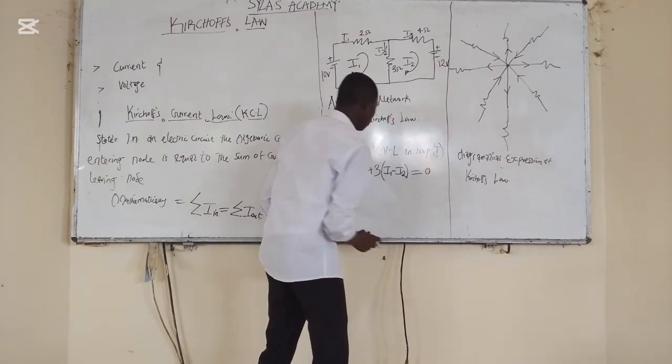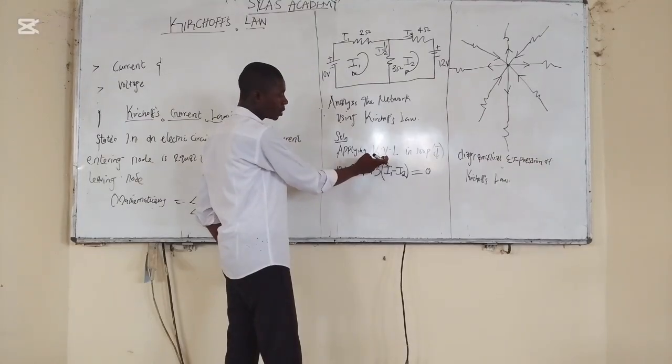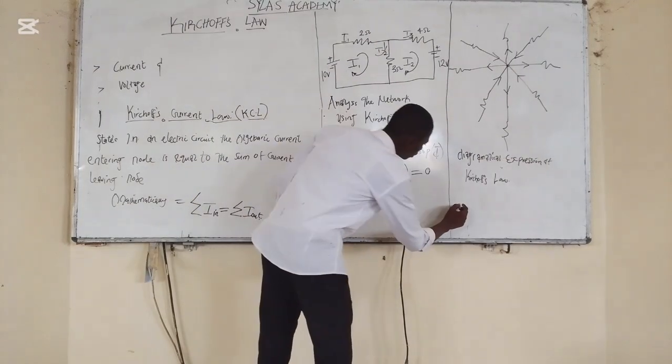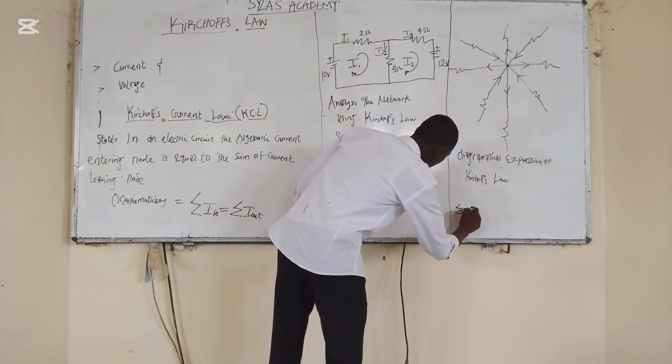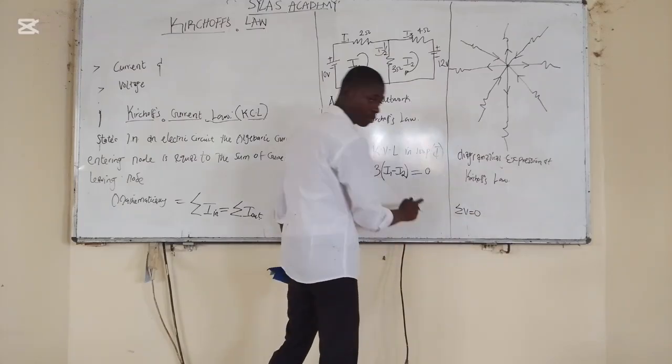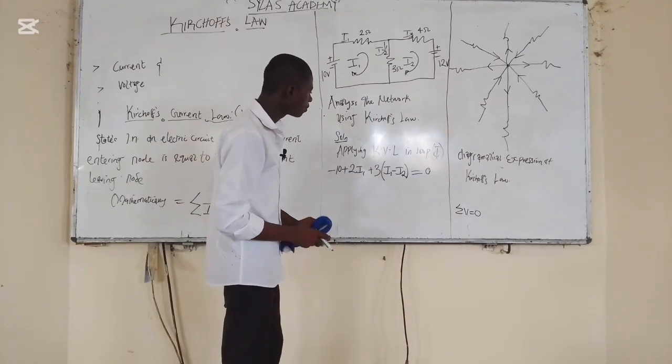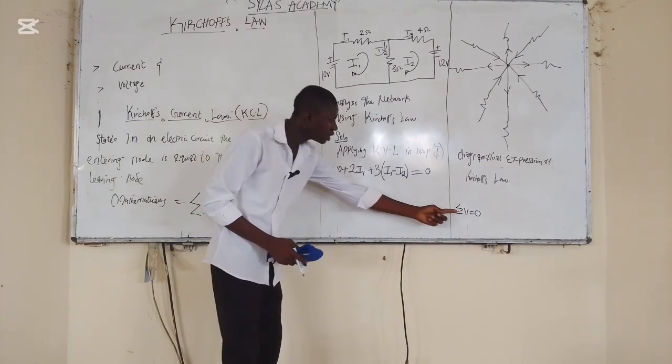Don't forget what I told you about Kirchhoff's law. The sum of voltages is equal to 0, from our first class. Now, since all of them are equal to 0, that's why we are having 0 here.